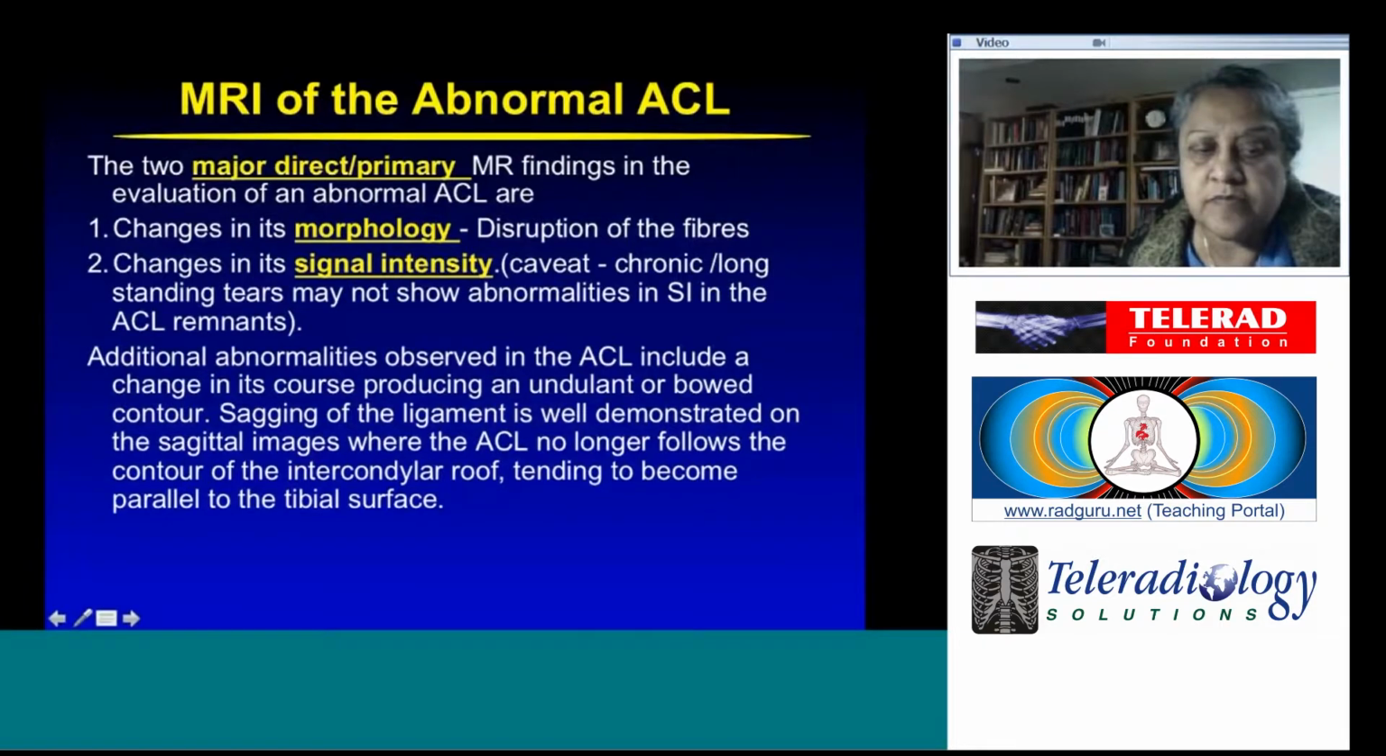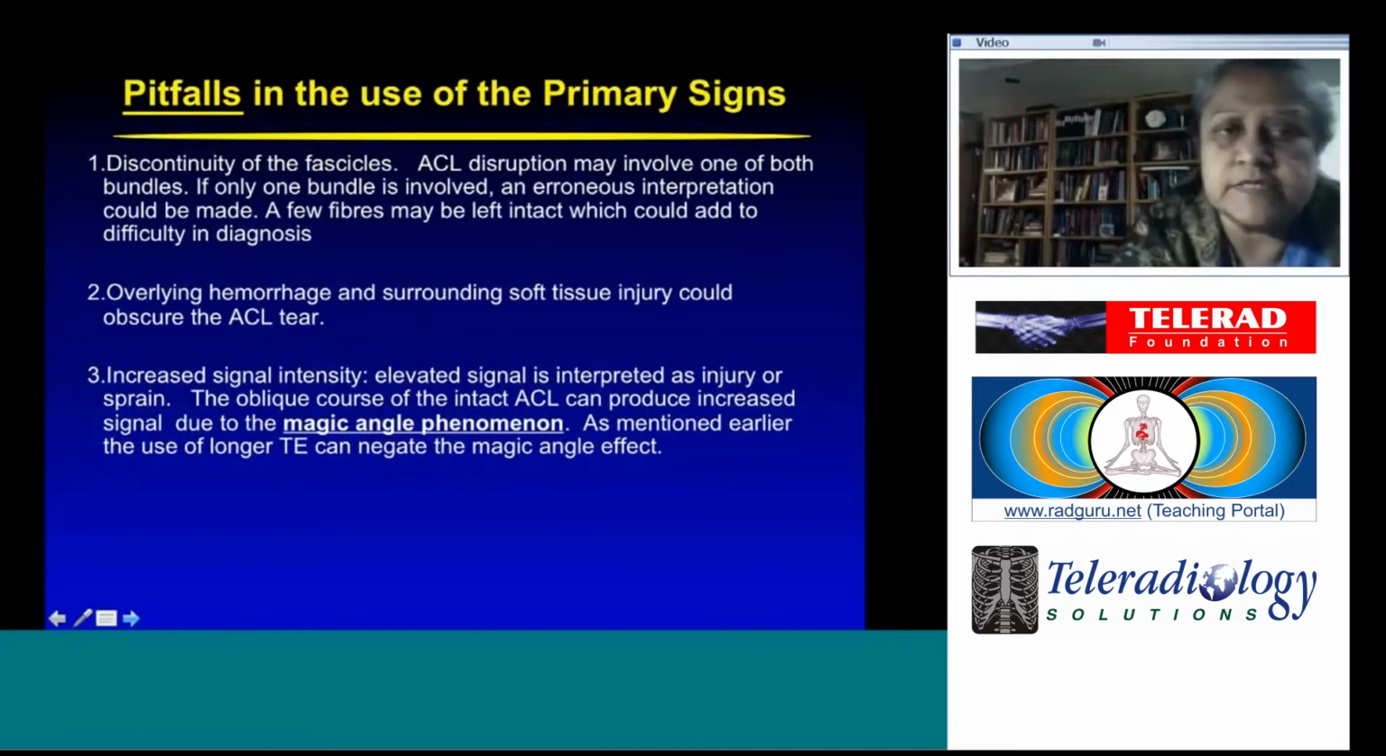These are all primary signs of ACL injury. What are the pitfalls? Discontinuity of the fascicles. ACL disruption may involve one or both of the bundles. If only one bundle is involved, an erroneous interpretation could be made because a few fibers may be left intact, which would add to the difficulty in diagnosis.